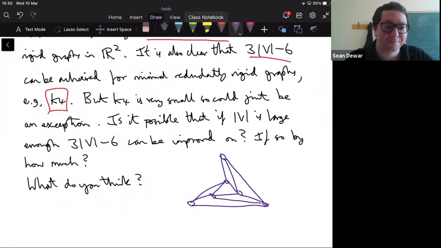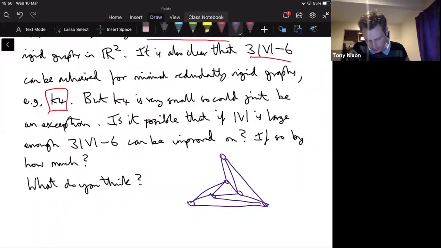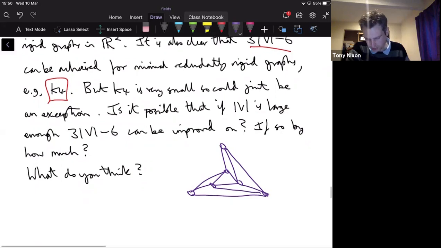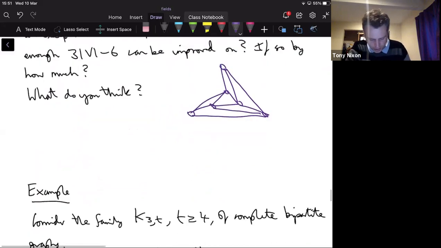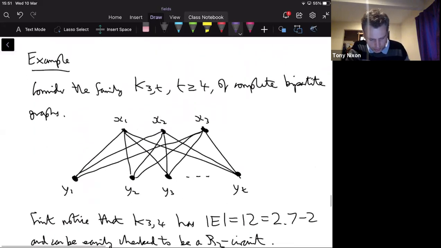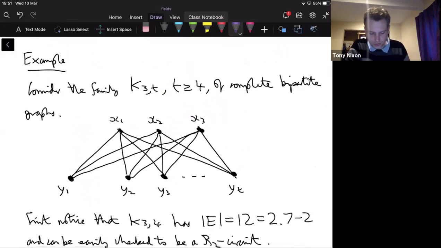Huh. Interesting. For 3 anyway, there must be some condition that maybe guarantees it, but I guess if you're large enough, I don't know. Anyway, since there's not that long left, maybe I can show you an example. The example that I was going to show is the family of complete bipartite graphs with one part of size 3.